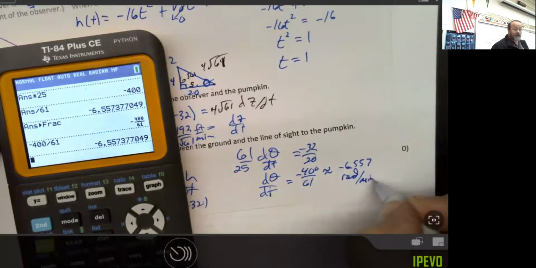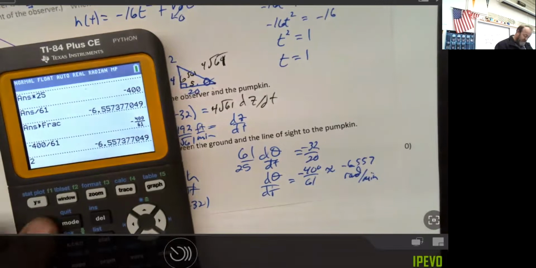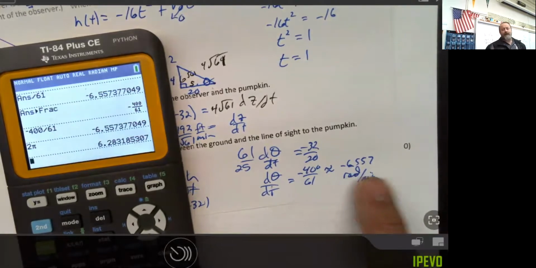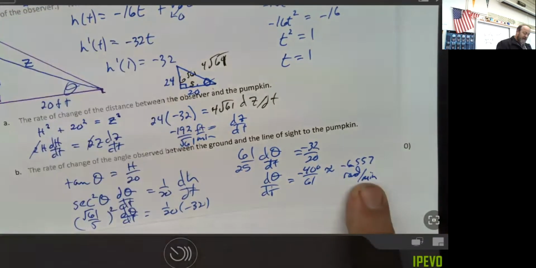Now, again, that's a lot of radians. 2 pi radians is a full circle. That's 6.2 radians. That's more than a full circle per minute. But think about how the pumpkin's not going to fall for a minute. It's going to fall for literally a couple of seconds. So it's going to go through quite a lot of angle in a very, very short period of time. So in comparison to a minute, it's pretty crazy.